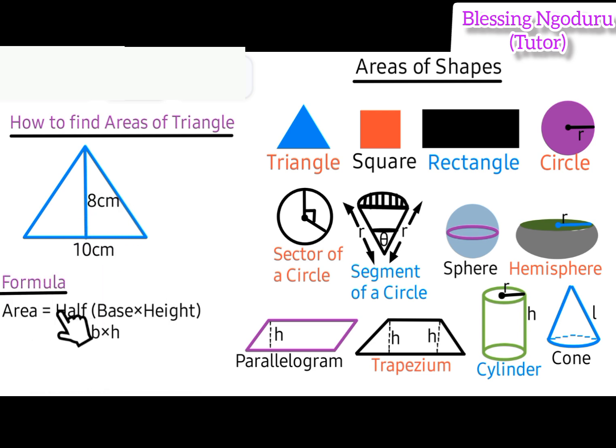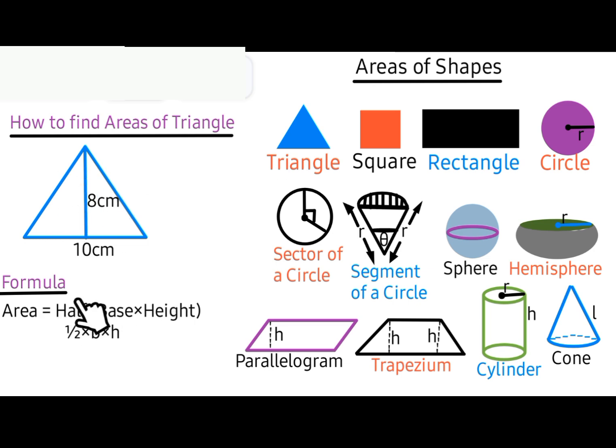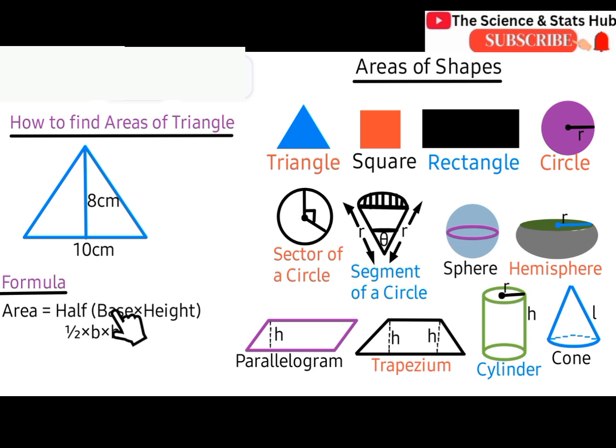This is the formula for calculating the area of a triangle. Area of a triangle is half base times height, where half here is 1/2 multiplied by base b multiplied by height h. Now we substitute each of these values into our formula. 1/2 multiplied by the base, and our base value is 10 multiplied by the height 8, which is equal to 1/2 times 10 times 8, 1/2 multiplied by 80, 40. Therefore, the area of this triangle is 40 centimeters square.